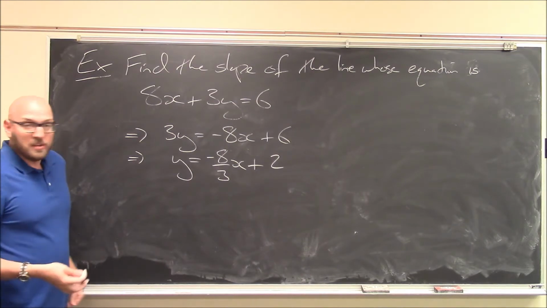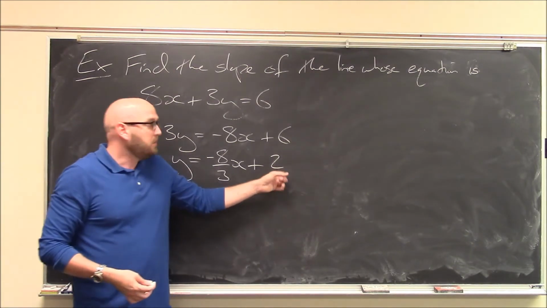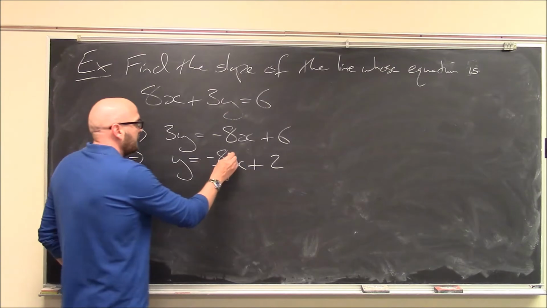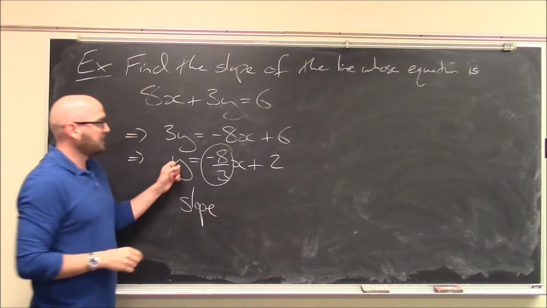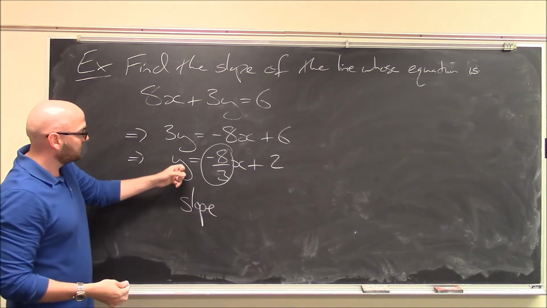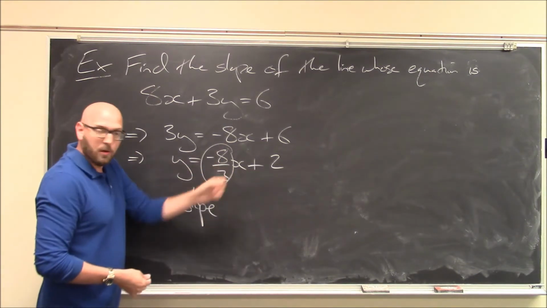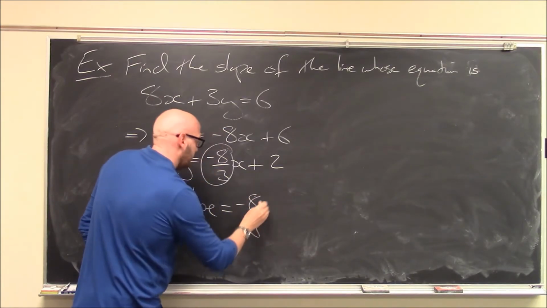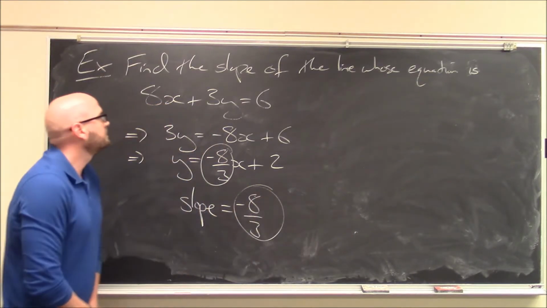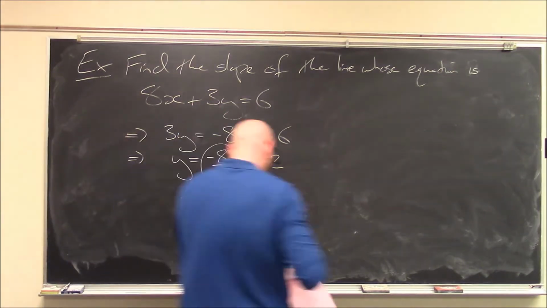So if I want the y-intercept, I have it. Y-intercept is 2, but that's not what the question is asking for. The question is asking for the slope. So now that it's in the correct slope-intercept form, the slope is the coefficient of x. Slope is minus 8/3. Awesome.